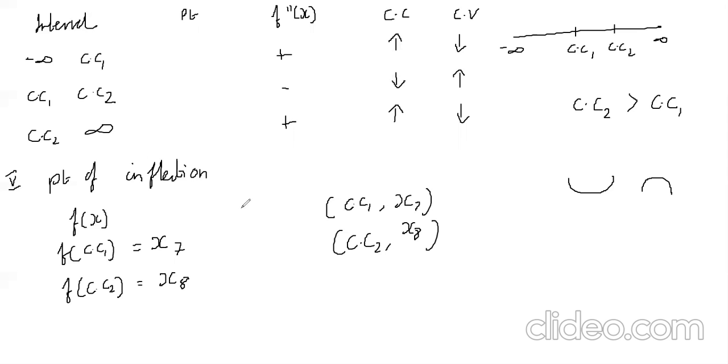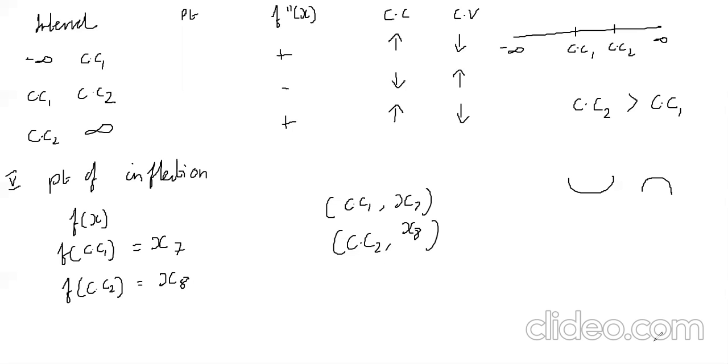And in the final step, they will ask for the point of inflection. So we have already found just 2 values, cc1, cc2. Just substitute cc1 in the given question, that is f of x, find a value, and substitute cc2 in f of x and find another value. So finally the inflection points will be cc1 comma x7, and the other one will be cc2 comma x8.